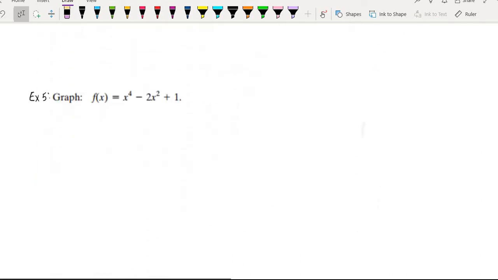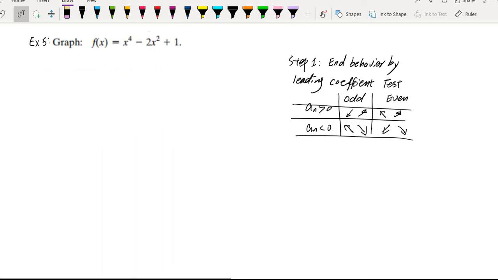Alright, let's move on. So example 5, we need to graph f of x equal to x to the 4th power minus 4x squared plus 1. Alright, step 1, we need to find the end behavior by using the leading coefficient test. So here we're going to have a sub n equal to, in this case, you remember you have an invisible 1 right there. Then this is greater than 0. We're going to have n equal to 4 because it's right there. So here, that means n is even.